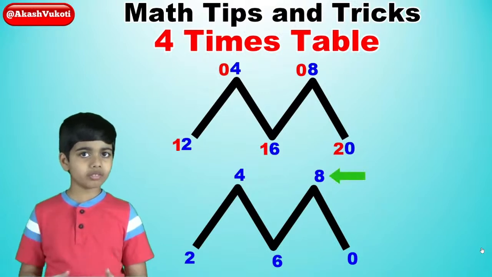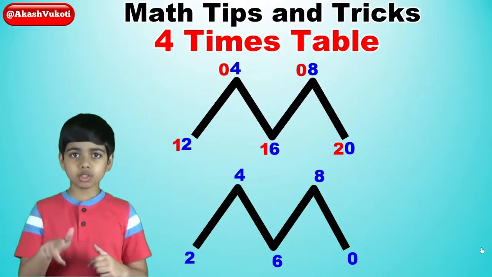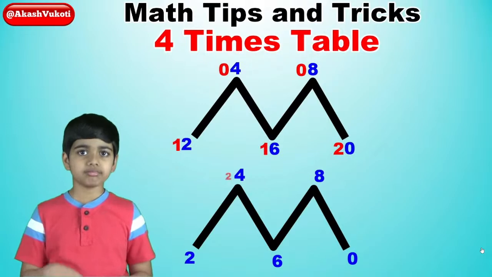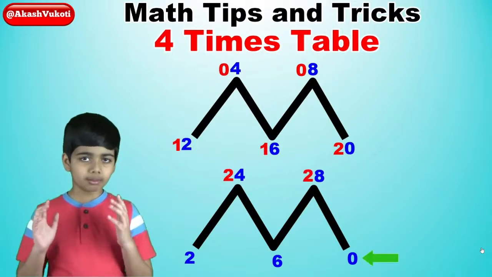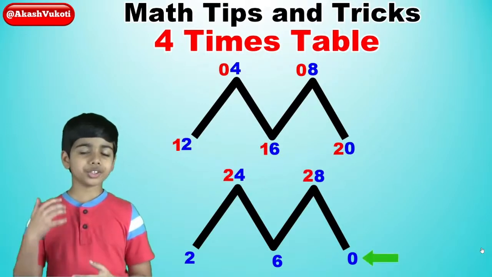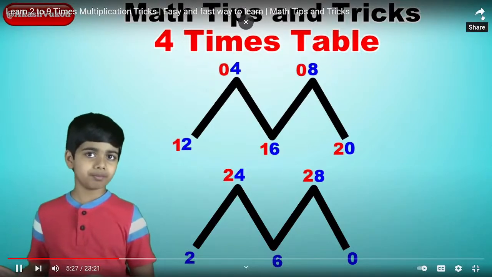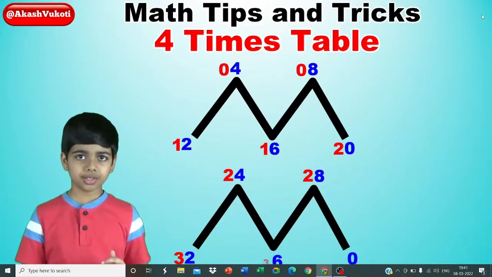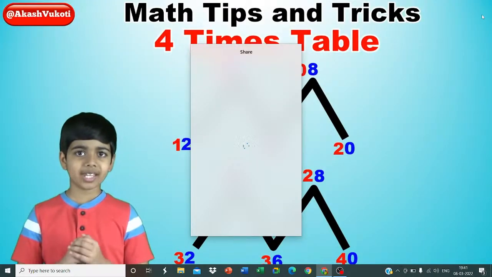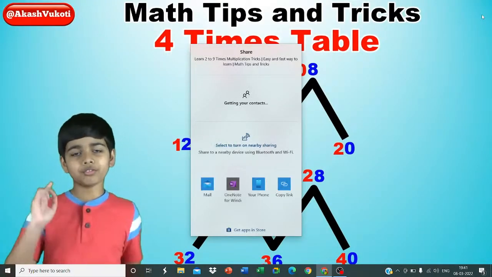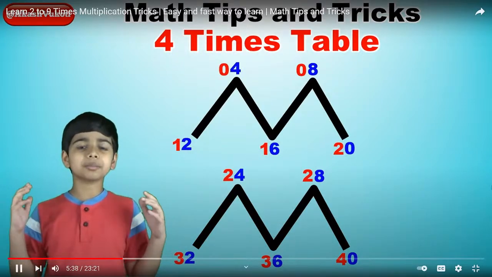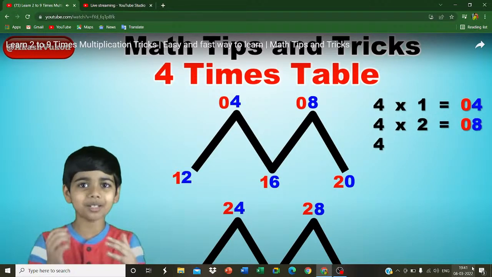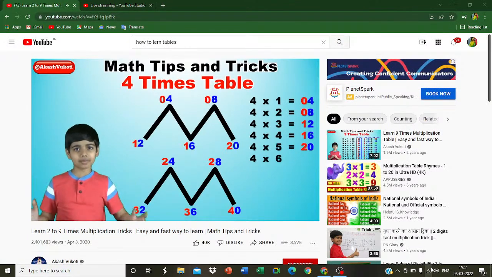For the top row of the second M, just write 2. So 2, 2. And for the bottom row of the second M, write 3 except for the last one. There we write 4. So 3, 3, 4. And so, right before your very eyes, you have completed the 4 times table. This is a very neat trick to memorize it.